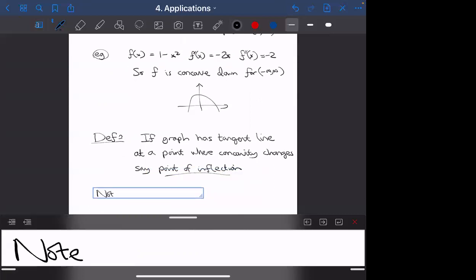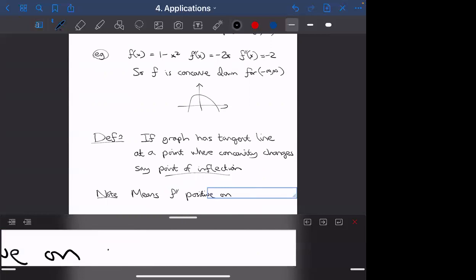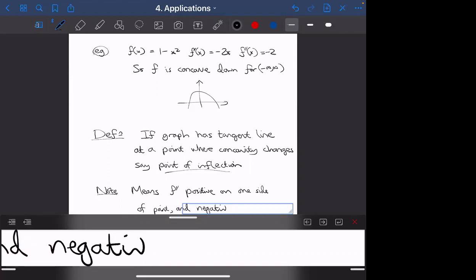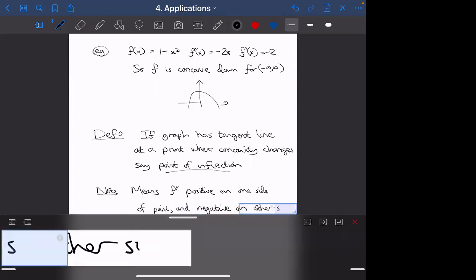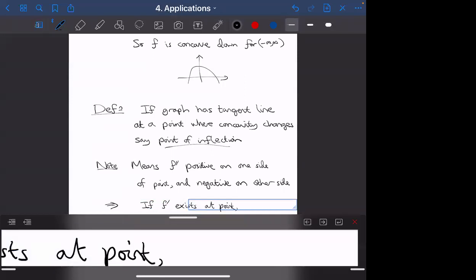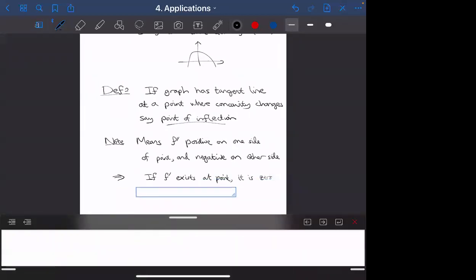So note, this means f prime prime is positive on one side of the point and negative on the other side, which implies that if f prime exists at the point, then it is 0. So why is it, if you remember the intermediate value property of the derivative?